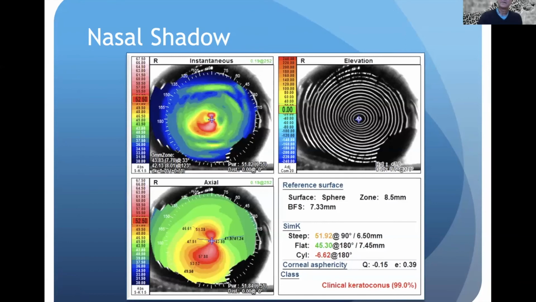On this map, there's a crescent where you get absolutely no information, and that turns out as a dark spot on our axial and our instantaneous maps. This is actually from the shadow of the nose. So what can we do if we need information, particularly in that region? You can just tilt the patient's head slightly. When you're looking at the right eye, have the patient turn slightly to the left, and then have them fixate at the target in the topographer, and that will get rid of the nasal shadow.